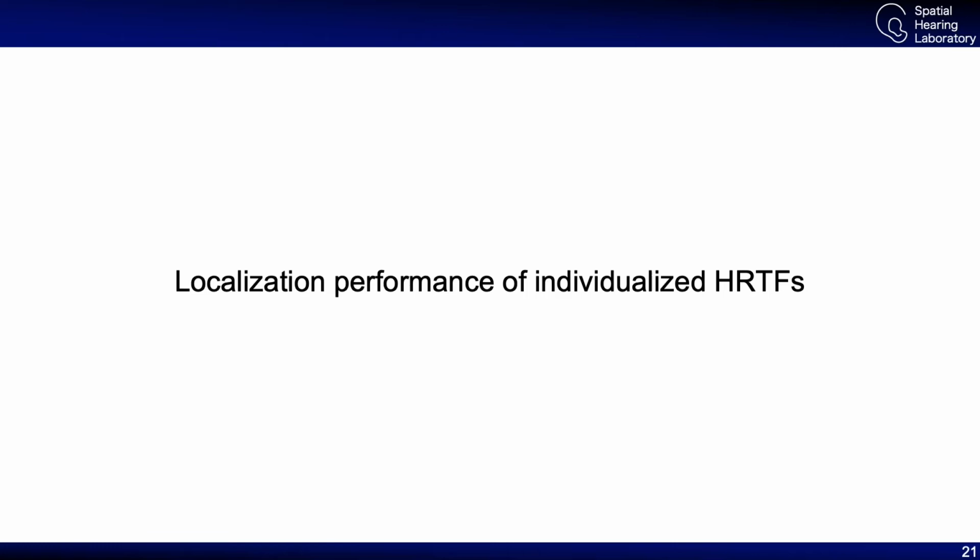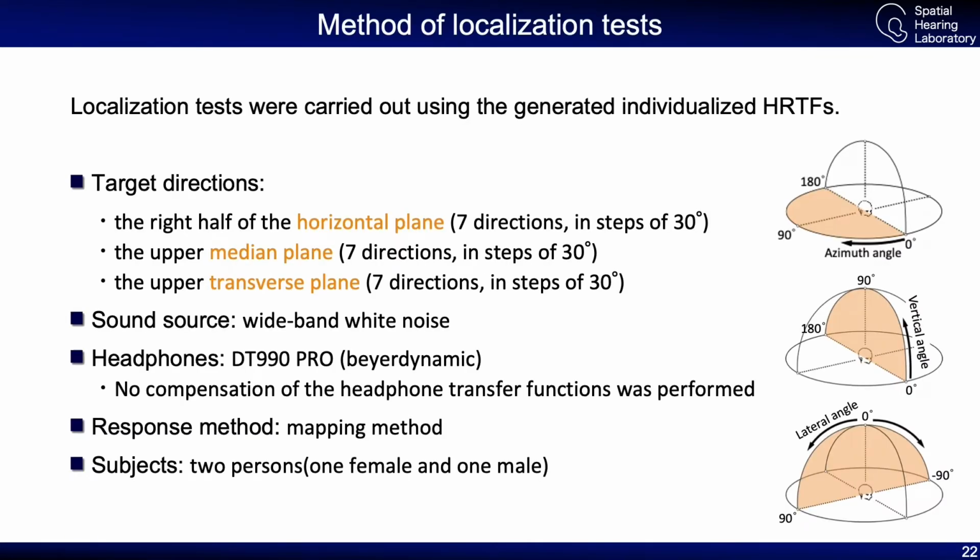We carried out the localization tests using the individualized HRTFs generated by the PNP model. The target directions were 7 directions in the right half of the horizontal plane, 7 directions in the upper median plane, and 7 directions in the upper transverse plane. The sound source signal was wideband white noise.